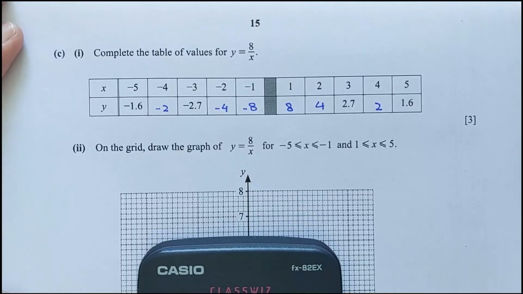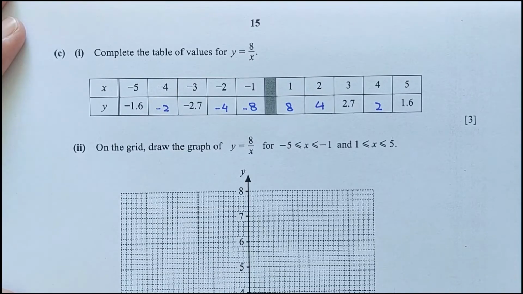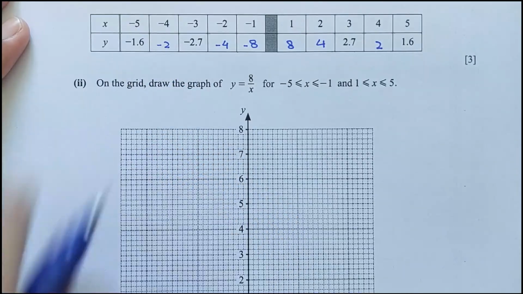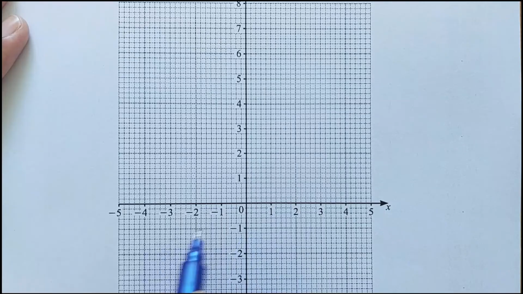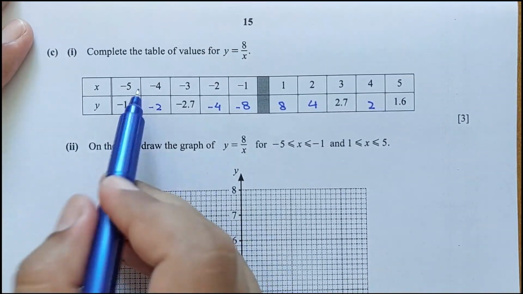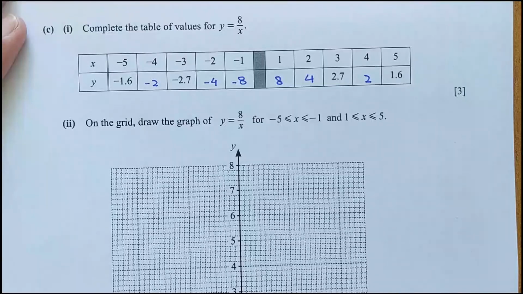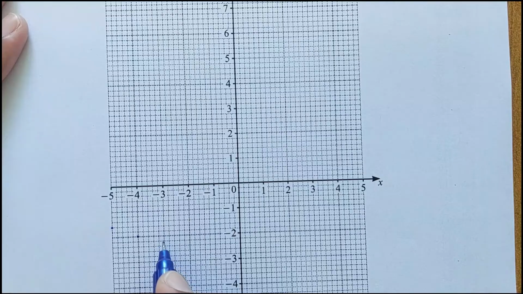The table is completed. Now for the second part, on the grid, draw the graph of this function for x between -5 to -1 and 1 to 5. When x is -5, y is -1.6. This is x is -5, y is -1.6, this point. When x is -4, y is -2. -4 and -2, this point. For -3, it is -2.7, in the middle.